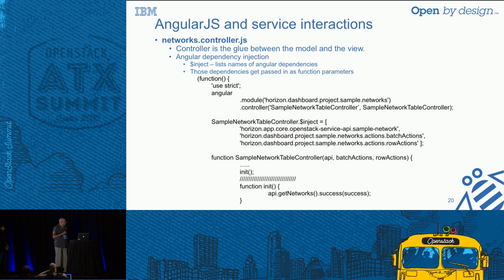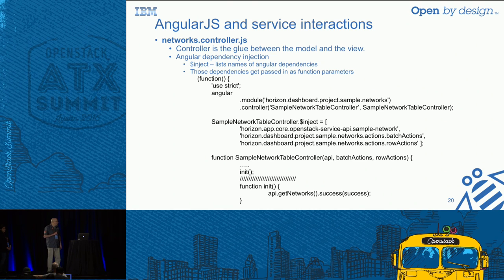So here I've got dependencies that are being injected. There's more than one way to do this in Angular. If you're writing a Horizon plugin, it's important that you choose this style of dependency injection. So we're calling out dependencies by name here, and we're saying, Angular, when you build my sample network table controller object, please provide me with an Angular service API sample network object and a Horizon dashboard sample actions, batch actions object, and a row actions object. And so we tell Angular this, and Angular is very compliant that way.